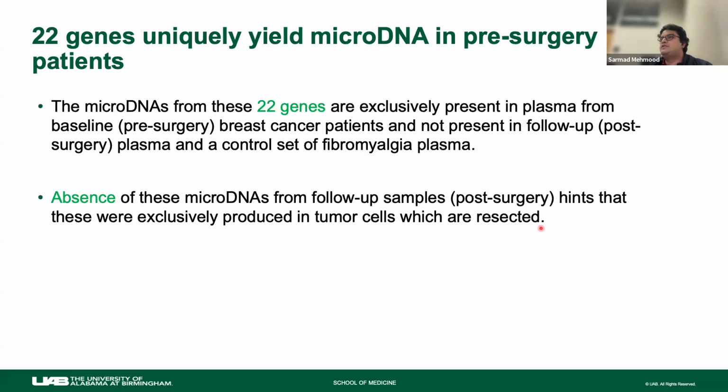So the microDNAs arise from 22 genes exclusively in the pre-surgery set, not present in the follow-up sample. We also tested this in an independent sample set from fibromyalgia samples, and these microDNAs were not present in that set as well. Absence of these microDNAs in the follow-up sample hints that they were exclusively produced in tumor cells, which are resected.